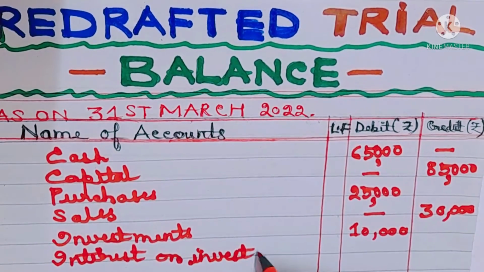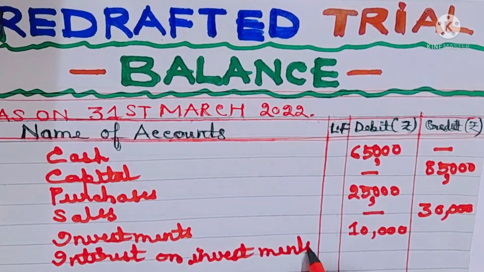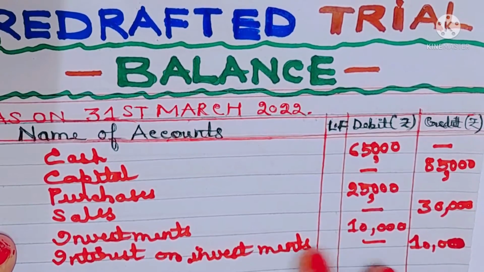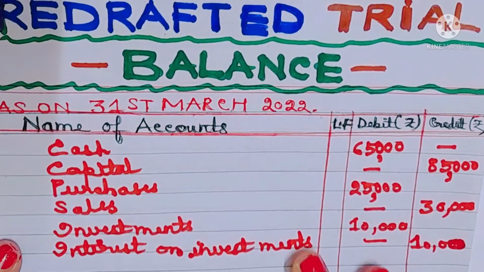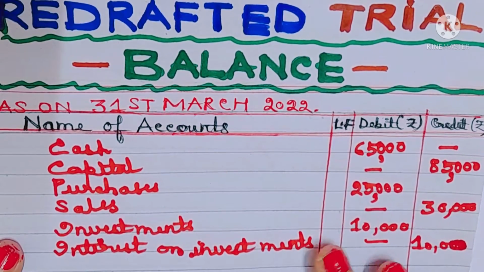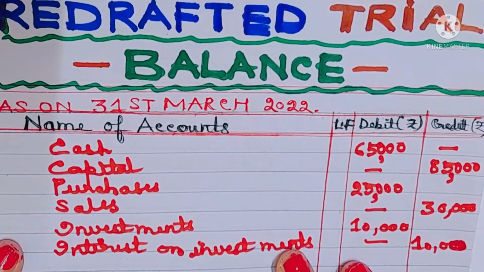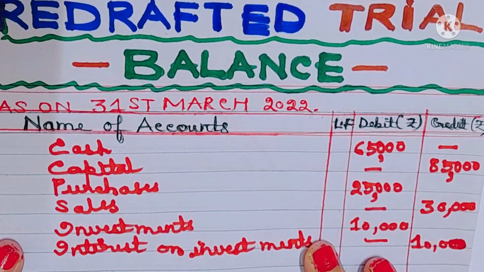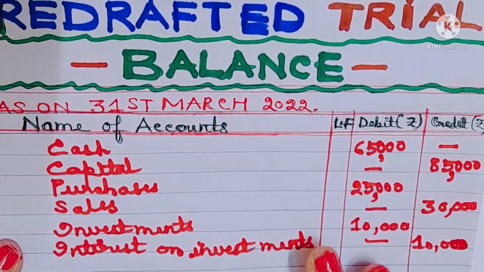Interest on investment has a credit balance. Why? Because interest on investment falls under nominal account. According to nominal account, all incomes and gains are credited. Here, interest on investment is an income for the business. So, interest on investment will be credited.